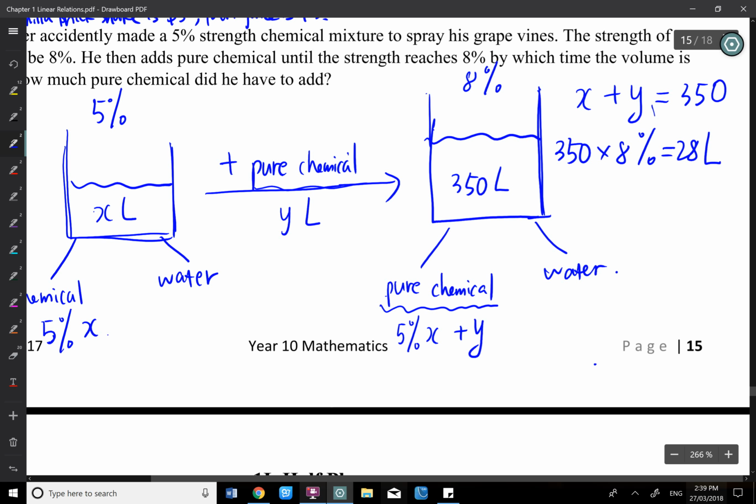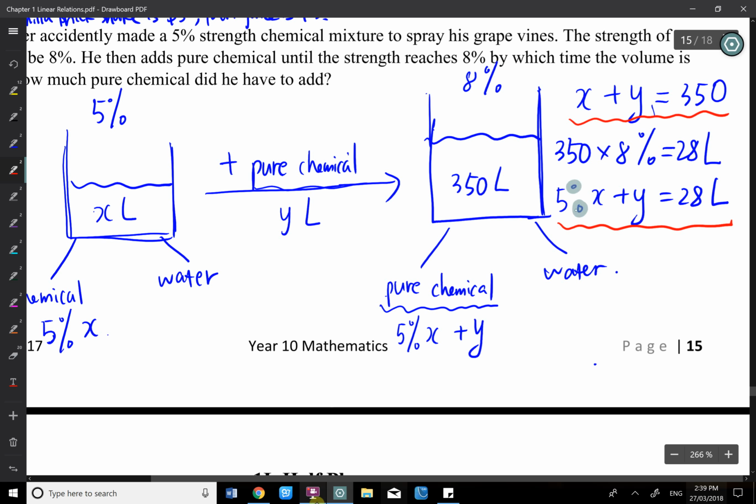So 28 liters. Okay, 28 liters equals what? Find what we have here. We're trying to find equations. That's right: 5% X plus Y is the pure chemical, and that is 28 liters. Those are the two equations we can find.